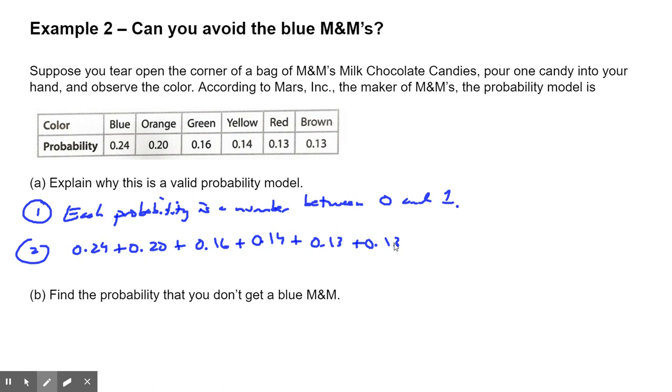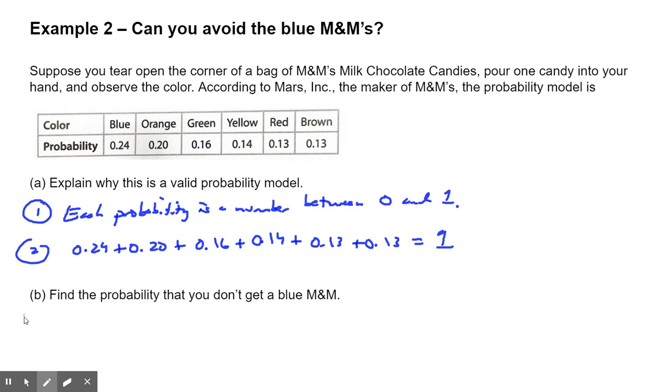Why would they set up this problem like that? 0.24 plus 0.2 plus 0.16 plus 0.14 plus 0.13 plus 0.13. Boom, I do get 1. So the 6 individual probabilities do add up to 1.